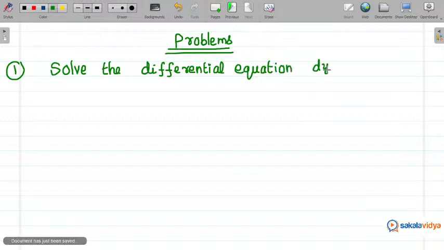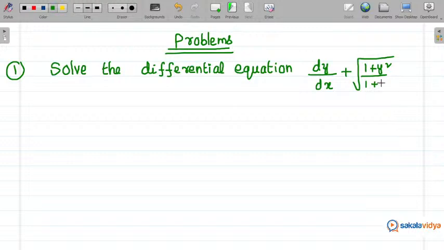dy by dx plus root over 1 plus y square upon 1 plus x square equal to 0. So, how does it look? It looks like dy by dx is equal to f of x comma y. So, it is nothing but a first order first degree differential equation, but let us check whether it can be put in the variable separable form. After writing in the variable separable form, by integrating we get the solution.